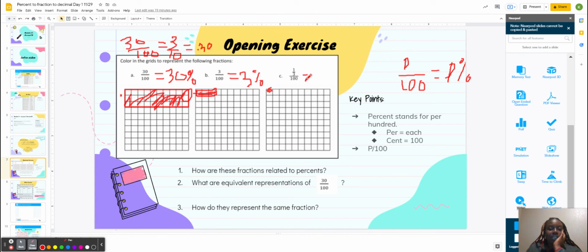So if I wanted to write this as a percentage, I could literally write this as 1/3 percent. So many fractions can represent many things. However, always know that a number over 100 is going to give you a percentage. You literally just write the top number as a percentage.